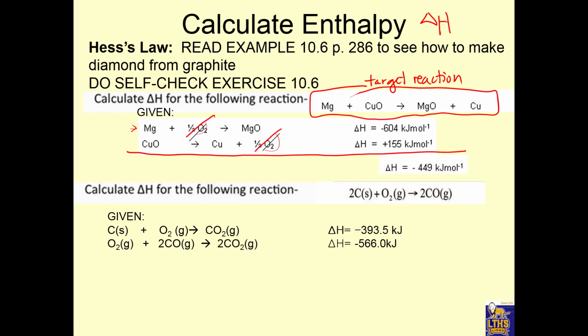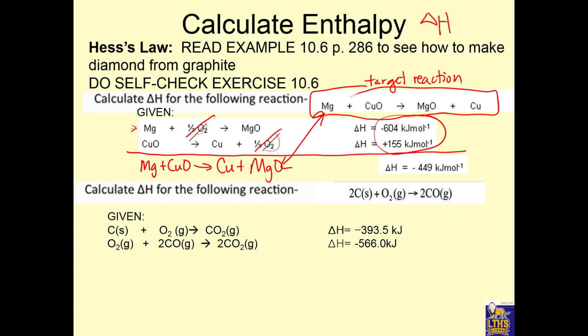So we get this target reaction, Mg plus CuO gives us Cu plus MgO, if we add them together. So then all we have to do with the delta H's is add them together, and we get negative 449 kilojoules per mole.